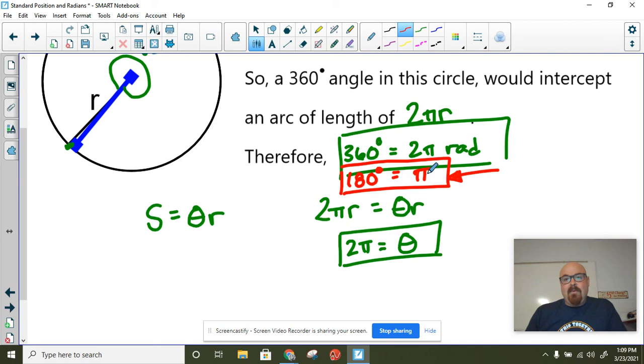180 degrees is equal to pi radians, and that's going to create our conversion ratio or our conversion fraction for switching between these two units. We'll see that in the next video, okay?